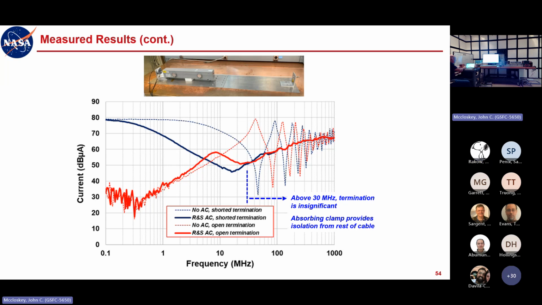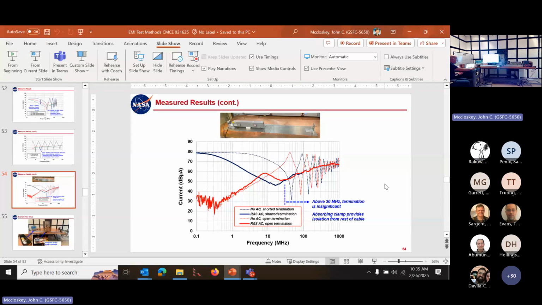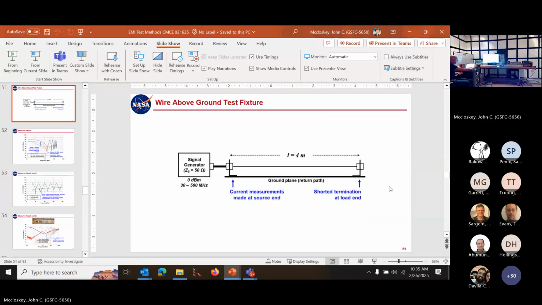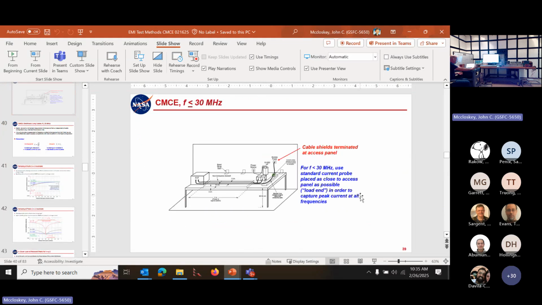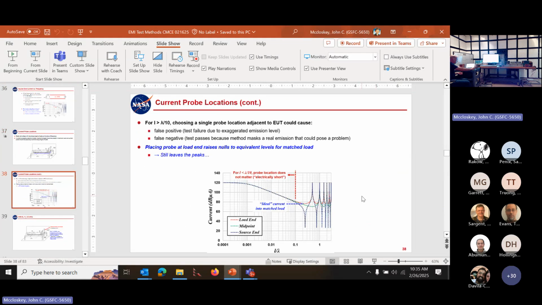Okay. Now I'll go back to, let's see here. I have another chart. I'd gone through all this last week, so I want to get to some measurements here. Yeah, I'm a little slow.